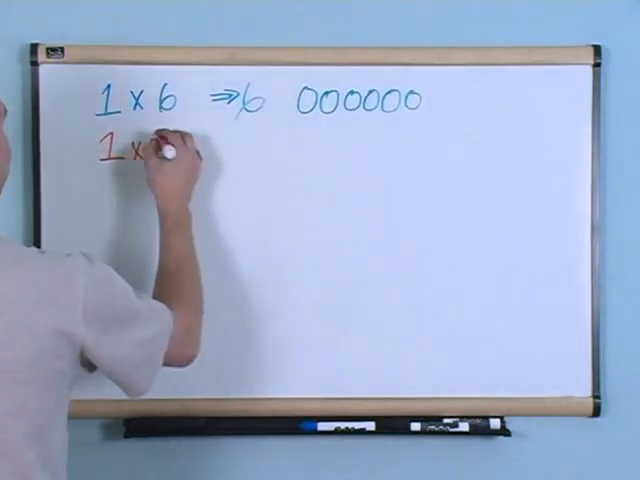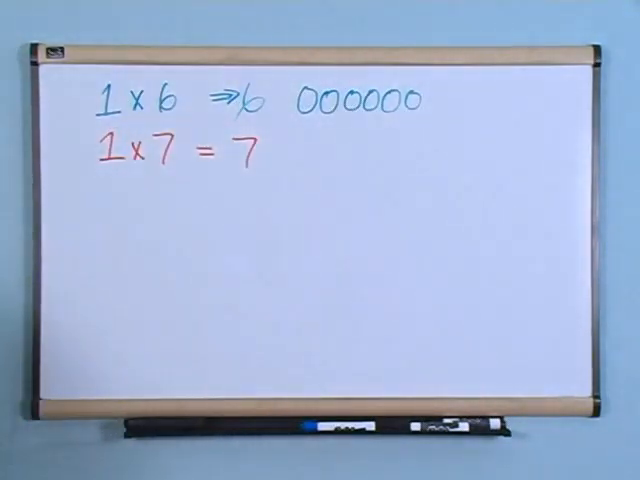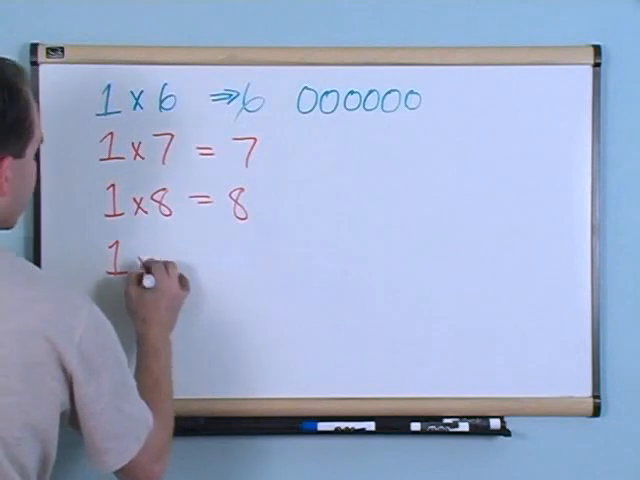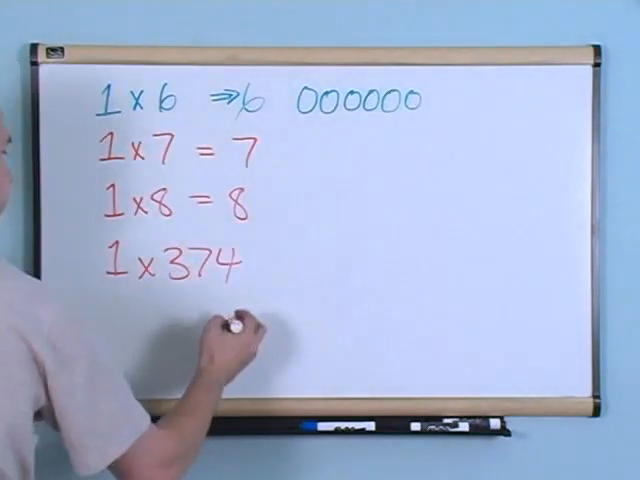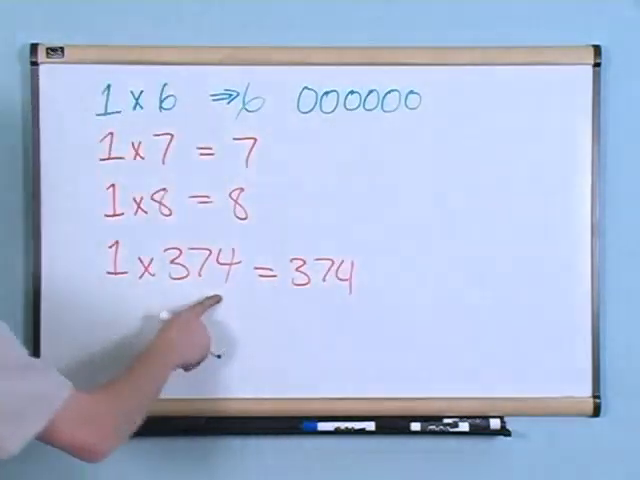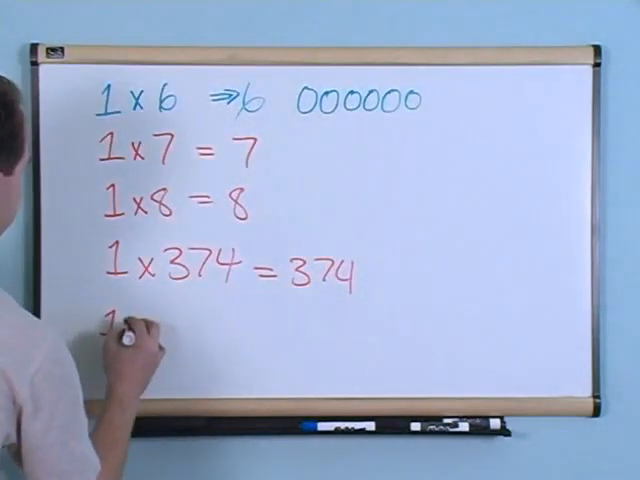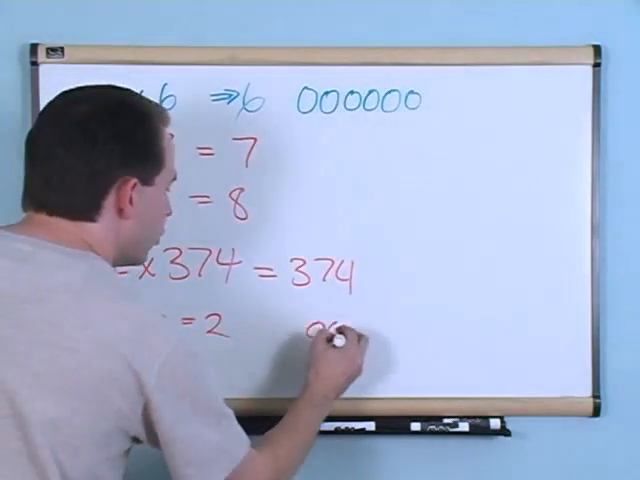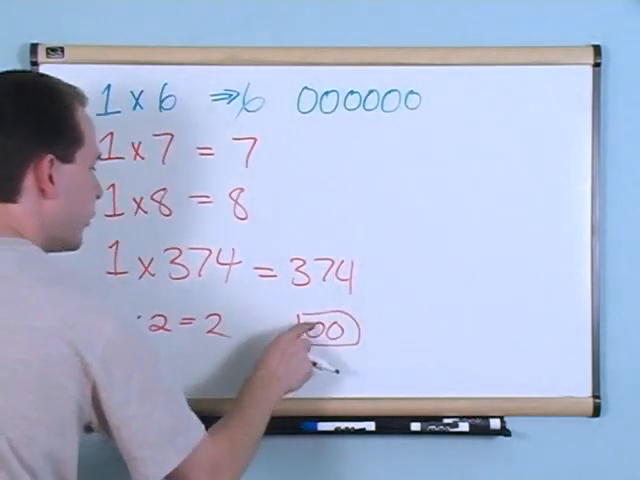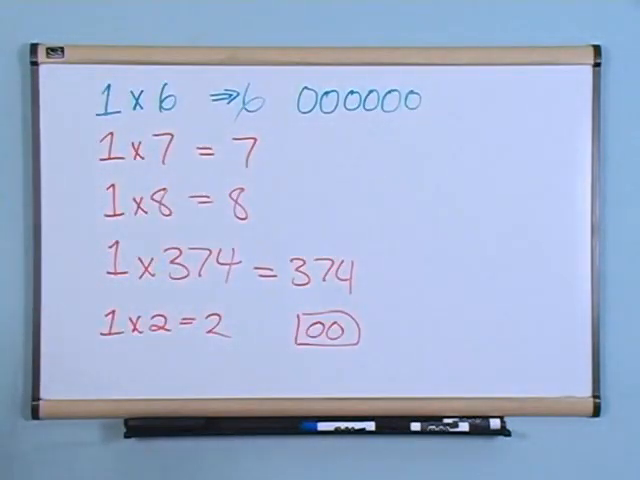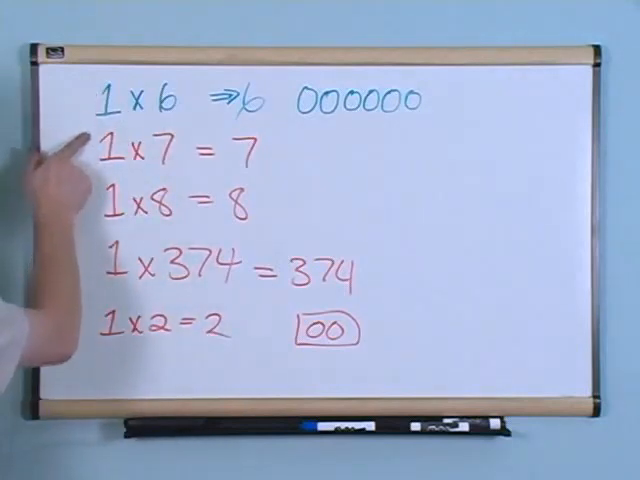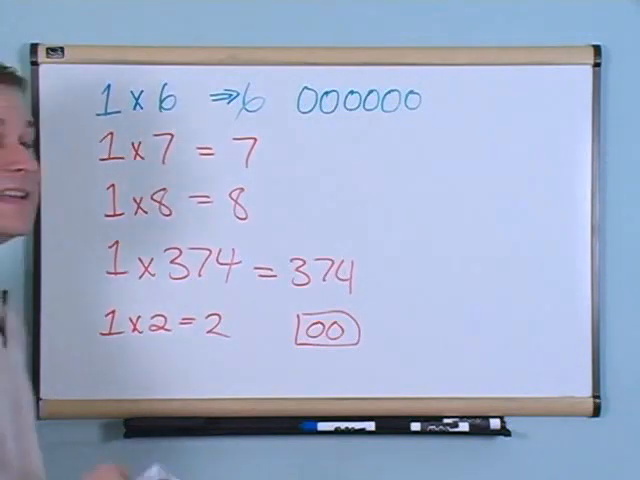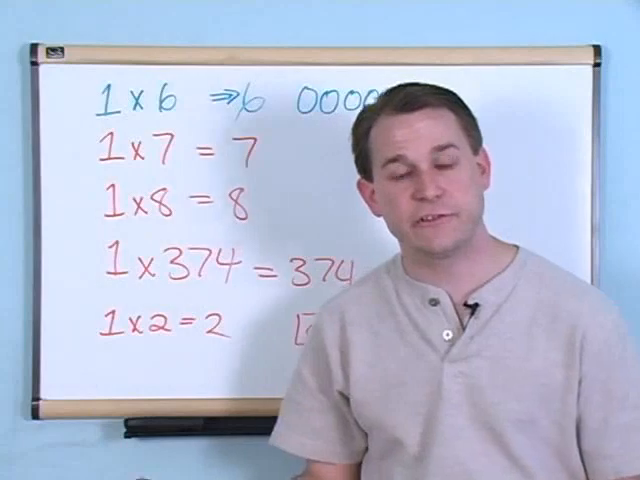So 1 times 7 is 7, 1 times 8 is 8, 1 times 374 is 374. Anything times 1 is just itself. 1 times 2 is equal to 2, and that's just because you have one group with two things in that group. So when you add them up, you just get 2. So I'm teaching you here, based on what multiplication is, that anything multiplied by 1 is just going to be itself.